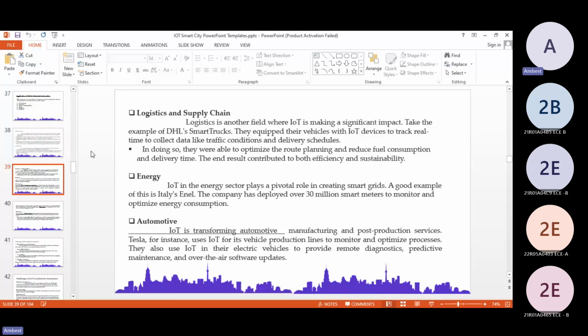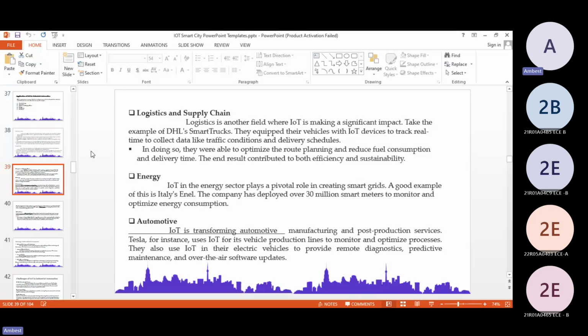If it gets delayed, you get a notification that the product is going to be delayed, or if it's a fast track and your product will be delivered very soon, they want to inform you. In that way, logistics and supply chain can be implemented in real time. By doing this, they were also able to optimize route planning, and it reduces fuel consumption and delivery time. As a result, both efficiency and sustainability improve.